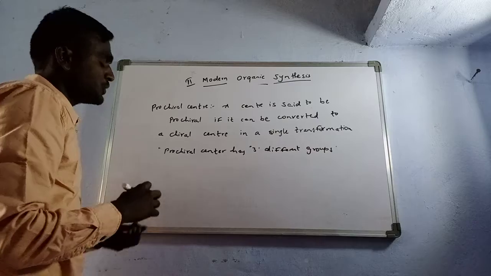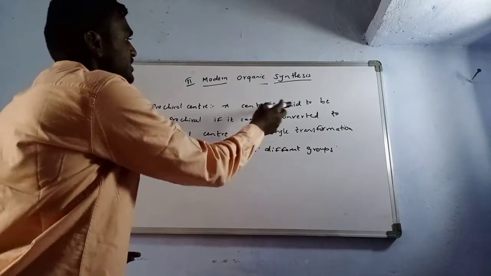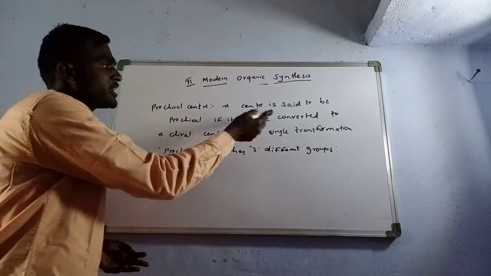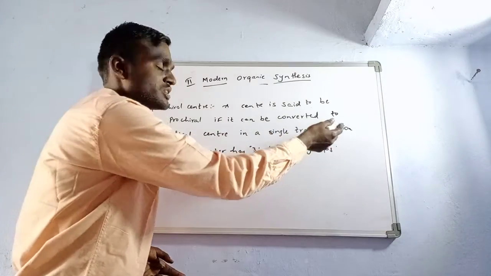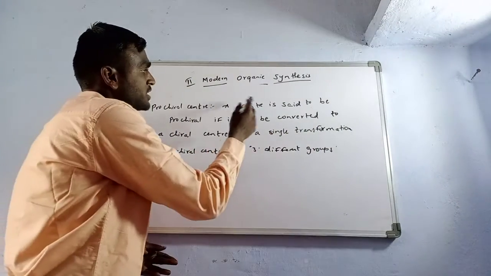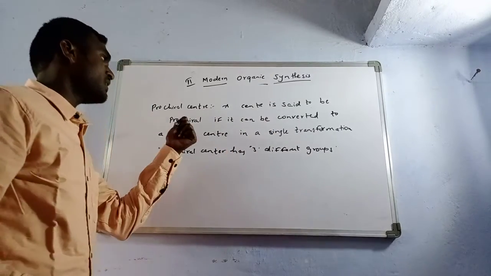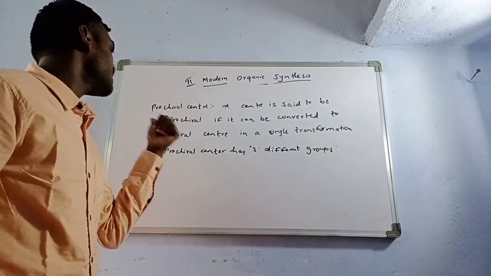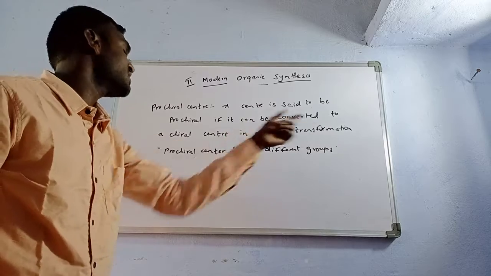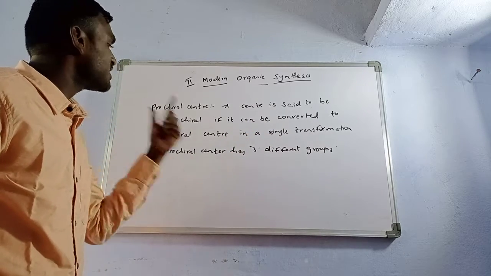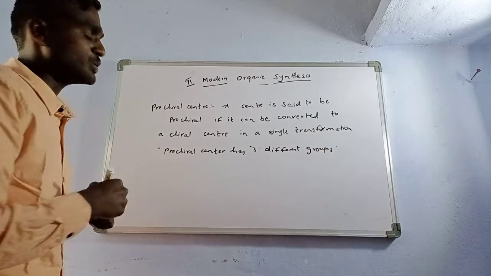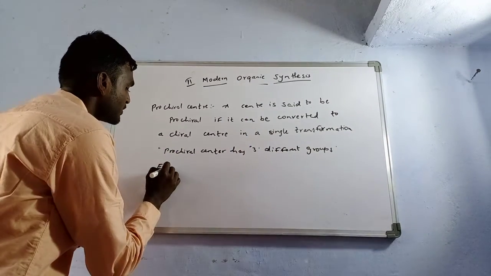Prochiral center. A prochiral center is nothing but a center that is said to be prochiral if it can be converted to a chiral center in a single transformation. Okay, a center that can be converted to a chiral center in a single transformation is known as a prochiral center, and a prochiral center will have three different groups. Let's see one example for this molecule.